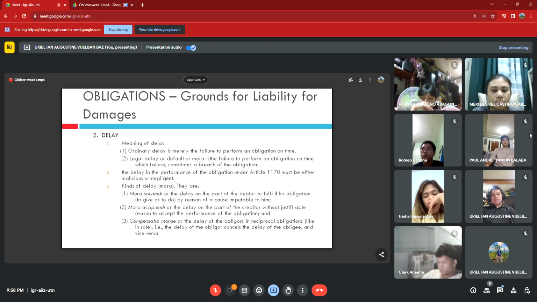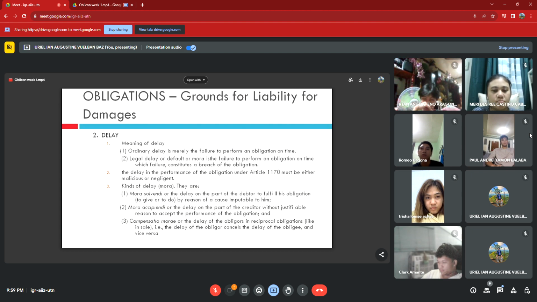Now let's go to the other ground for liability for damages, which is delay. The meaning of delay depends on what kind of delay. Is it an ordinary delay or legal delay? Ordinary delay is merely the failure to perform an obligation on time. If A required B to perform an obligation on the last day of March, non-performance on the last day of March would put B in ordinary delay.